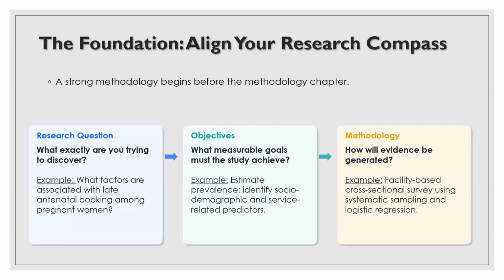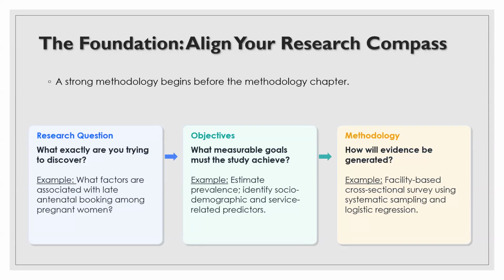The objectives answer, what measurable goals must the study achieve? So in your objective, you'll be looking to estimate, like I mentioned earlier, the prevalence, and also to look at predictors, factors that are associated with your outcome. In this case, late antenatal booking among the population, pregnant women. So the objective: what measurable goals must the study achieve? And the methodology: how will evidence be generated? So the methodology guides that process.